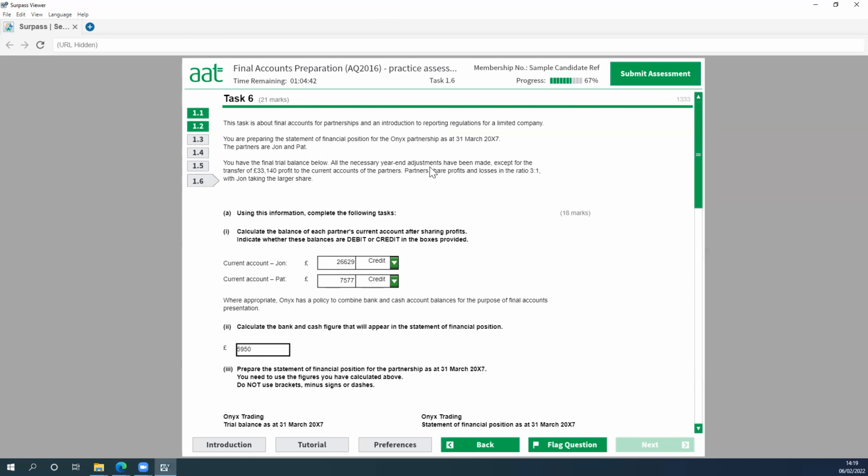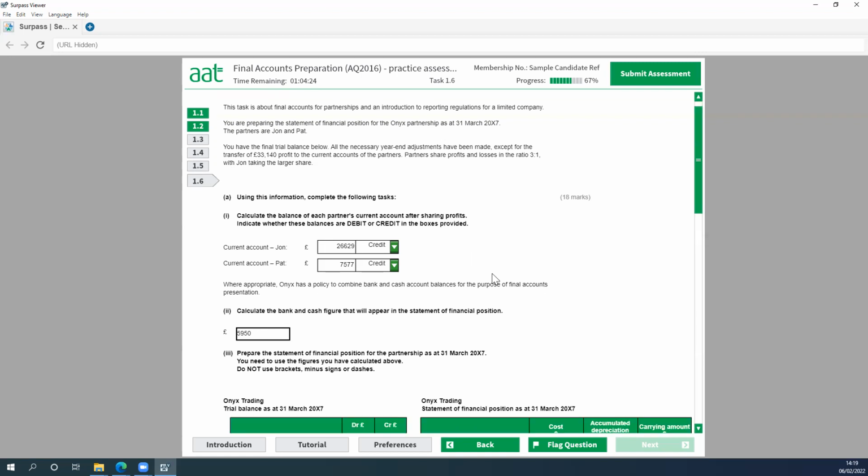All the necessary year-end adjustments have been made, except for the transfer of £33,140 profit to the current accounts of the partners. The partners share profits and losses in a ratio of 3:1, with John taking the largest share. So we're going to apportion these profits to John and to Pat. Calculate the balances of each partner's current account after sharing the profits, and indicate whether these balances are a debit or a credit.